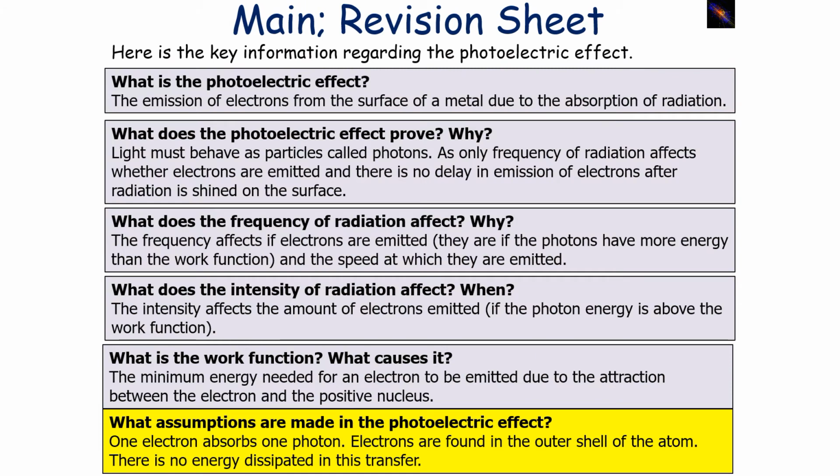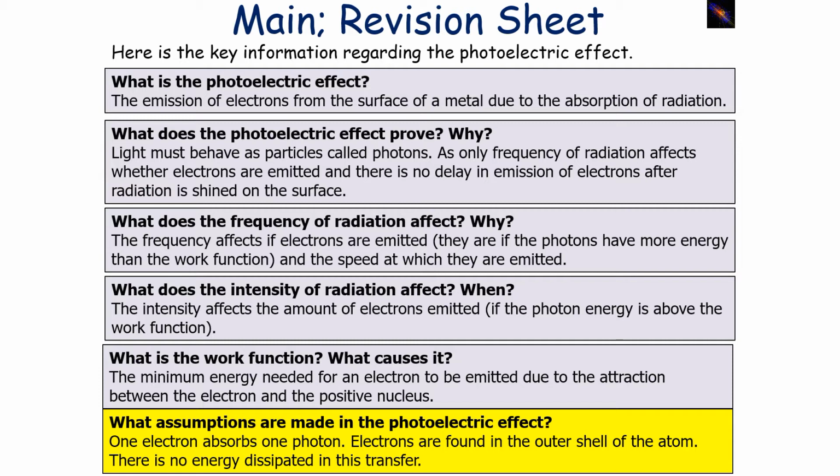So what do we know about the photoelectric effect? It's the emission of electrons from the surface of a metal due to the absorption of radiation. We know that light must behave as particles called photons in the photoelectric effect, as only the frequency of radiation affects whether electrons are emitted, and there's no delay on the emission of electrons after the radiation is shined on the surface.